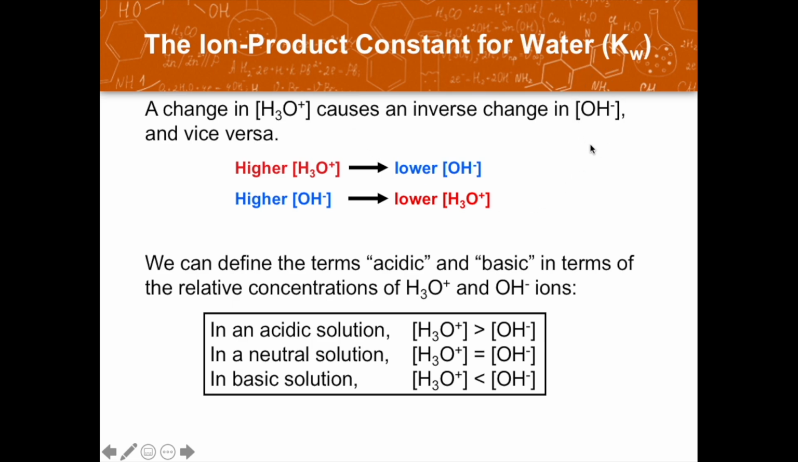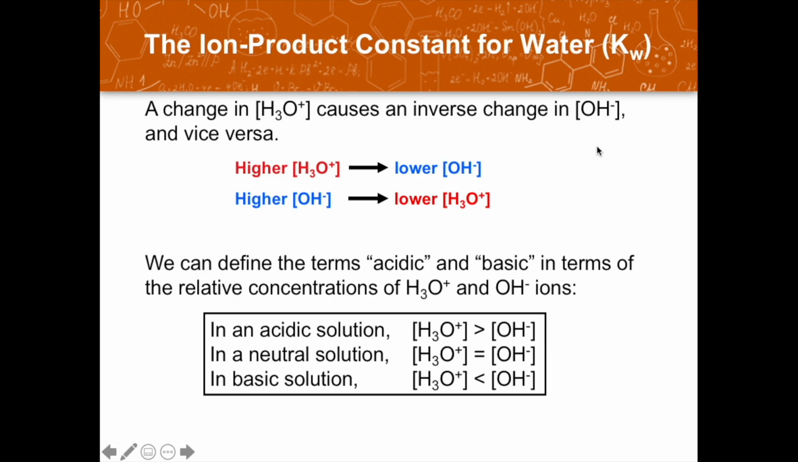Now, for the ion product constant for water, a change in hydronium ion concentration causes an inverse change in the hydroxide ion concentration and vice versa. If there is a higher hydronium ion concentration, we should expect a lower hydroxide ion concentration. And when there is a higher hydroxide ion concentration, we can also expect a lower hydronium ion concentration. So there is an inverse relationship between the hydronium ion concentration and the hydroxide ion concentration.